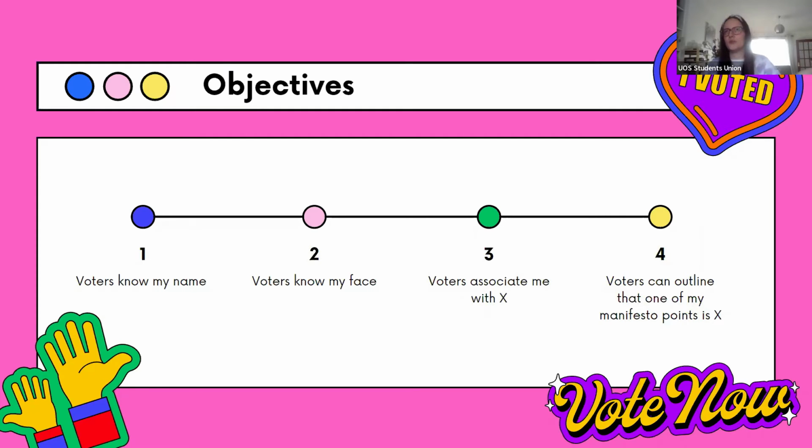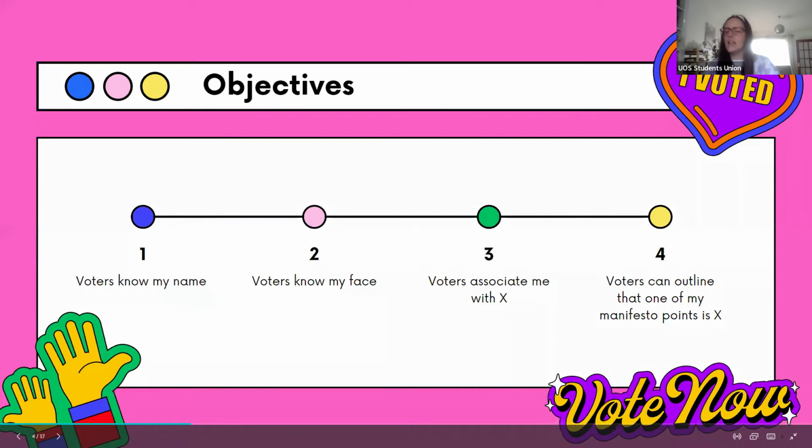Voters associate me with... If you want voters to associate you with sustainability, maybe talk about sustainability, have green colors and blue skies and something that makes it very relatable and easy for them to say, oh yeah, this is the person who was campaigning about something to do with sustainable campus, for example. And then voters can outline that one of my manifesto points is X.